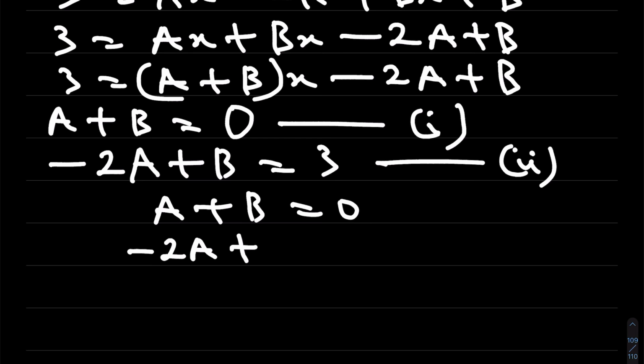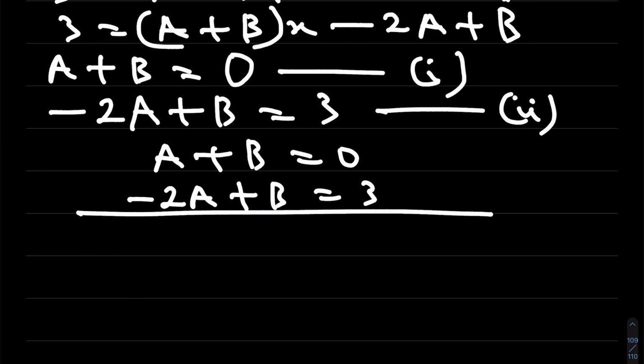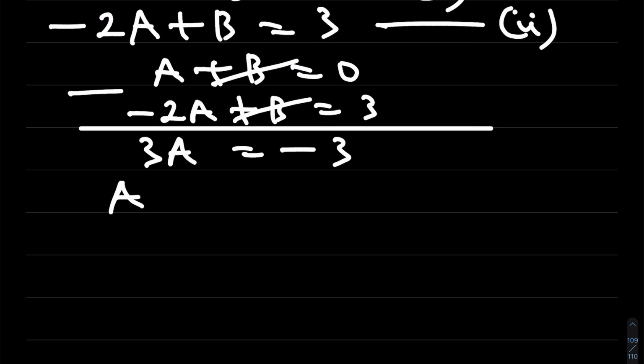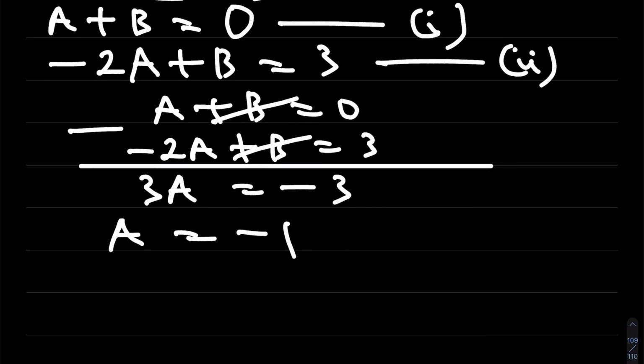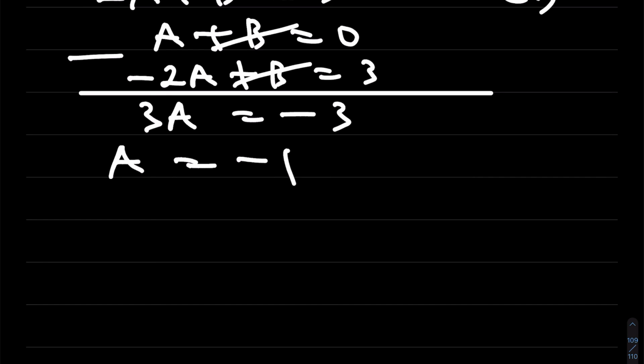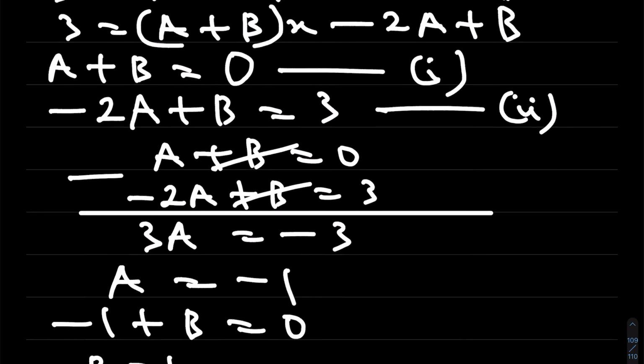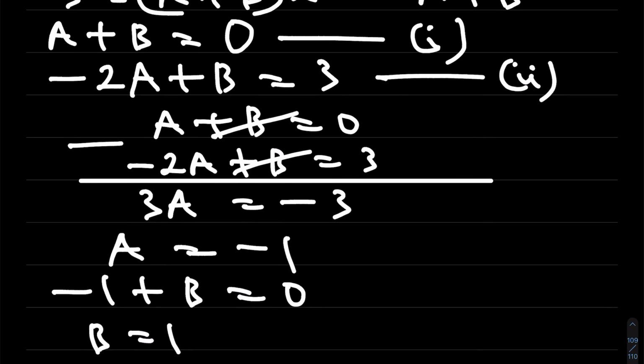Minus 2A plus B equals 3. And I can subtract to eliminate B. A minus minus 2A will be 3A. B minus B is 0. 0 minus 3 is minus 3. And that means A equals minus 1. Now putting A in 1, that simply means minus 1 plus B equals 0, which means B equals 1. Yeah, that's correct.